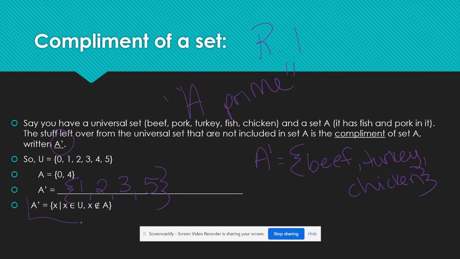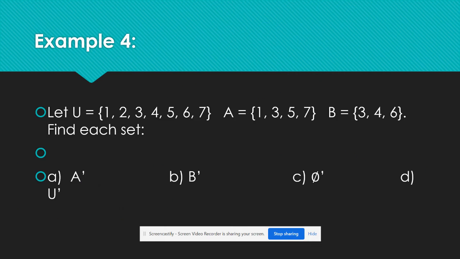And so here is the algebraic way to write what a complement is. X such that X is an element of the universal set, but not an element of set A. Let's try a couple.